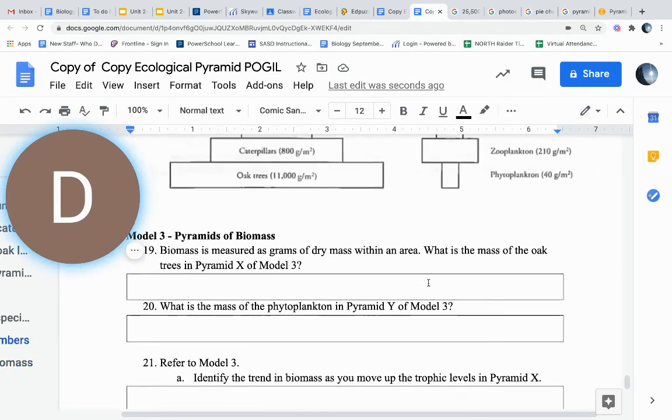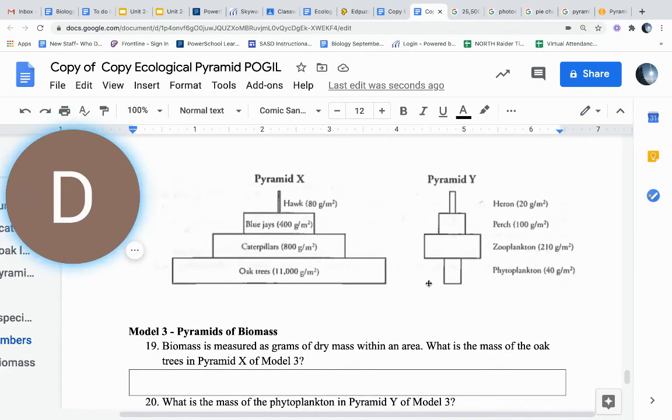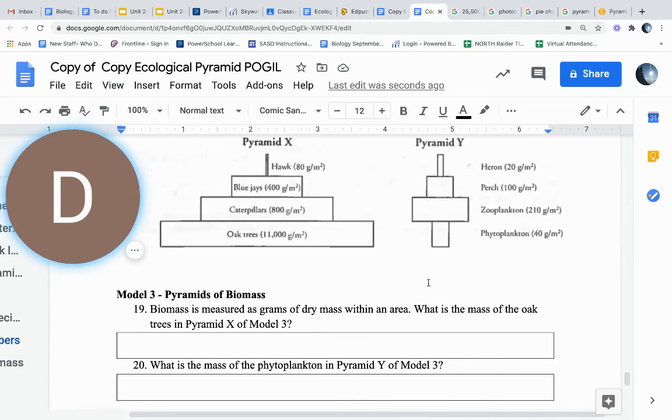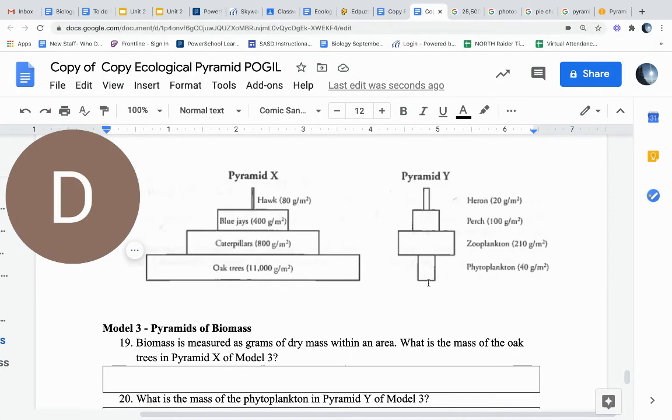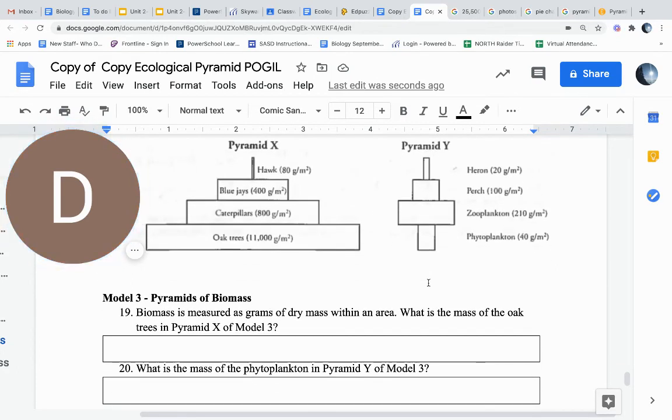On our last page, I'm going to leave you to do some of this. So Model 3, pyramids of biomass. Now we can think of the ecological pyramid in terms of how much living material we have. Biomass is measured as grams of dry mass within an area. What is the mass of the oak trees in Pyramid X of Model 3? So go ahead, think about that. It can be found on this diagram. It should have a value in grams.